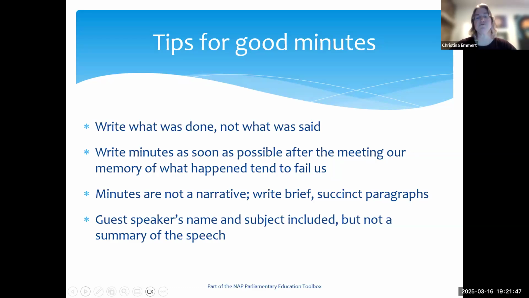And write your minutes as soon as possible after the meeting, because of course our memories of what happened tend to fail us. I actually usually like to take the agenda for the meeting beforehand, and I make skeleton minutes. So as the meeting's going on, I can just type in there and fill it in, especially if I know motions that are going to come up. I can at least put what the motion started out as and amend it as we go.